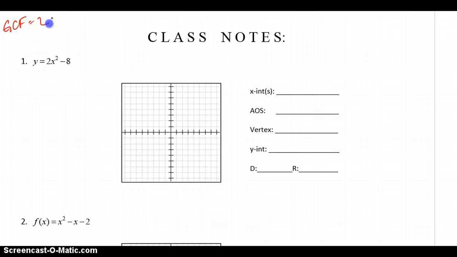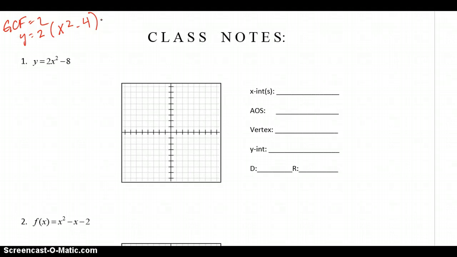2. We can pull a 2 out of them. So when we pull out a 2, we'll have y equals 2, and then we need to divide each of those terms by 2. So if we have 2x squared divided by 2, what's that going to leave us with? Just x squared. The 2's will cancel. And if we have minus 8 divided by 2, will leave us with minus 4. So we moved that GCF out, divided it out.